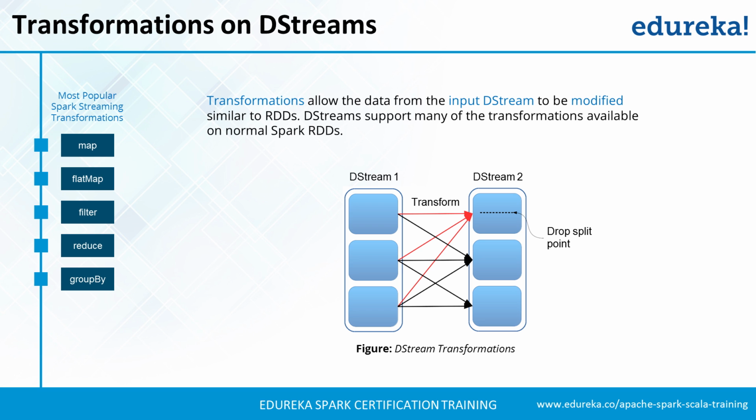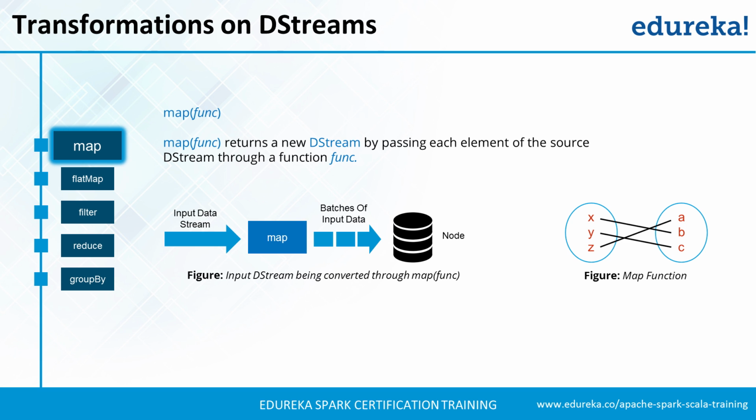So let's explore it one by one. Let's start with map. What happens with map? It is going to create batches of data. Let's say it is going to create a map value of it like this.